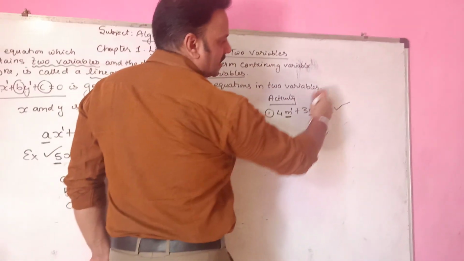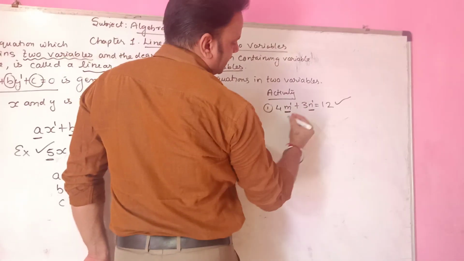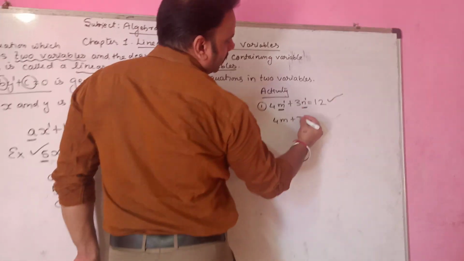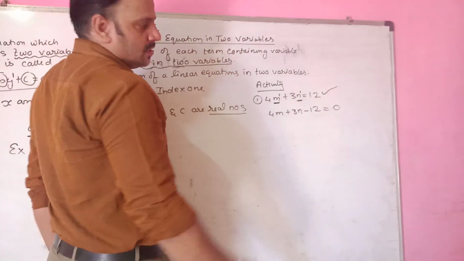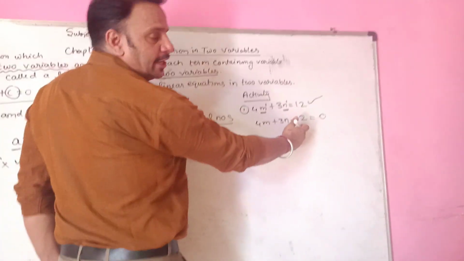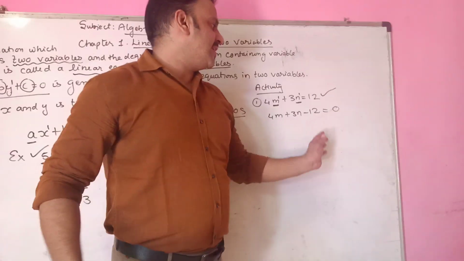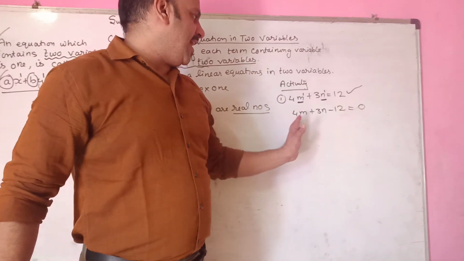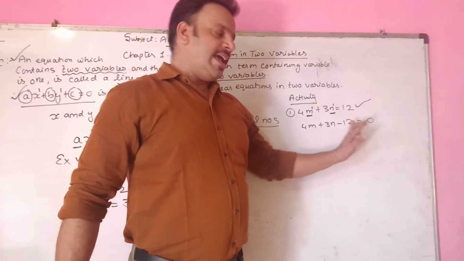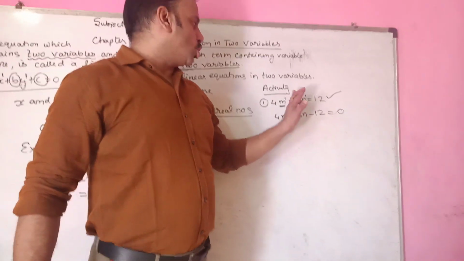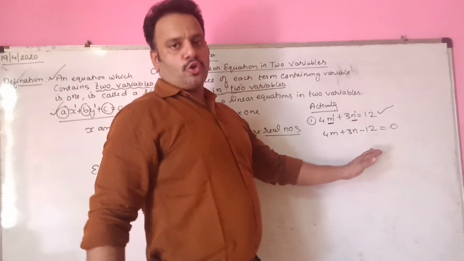The constant term is on the right hand side. If you bring the constant term to this side, plus 12 will be converted into minus 12. So 4m plus 3n minus 12 equal to 0, where a, b and c are 4, 3 and minus 12, and the variables are m and n. So this is an example of a linear equation in two variables.